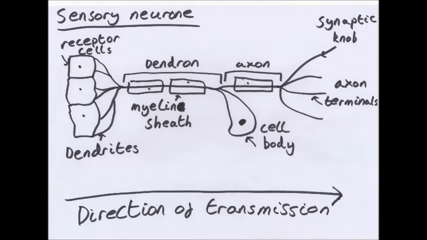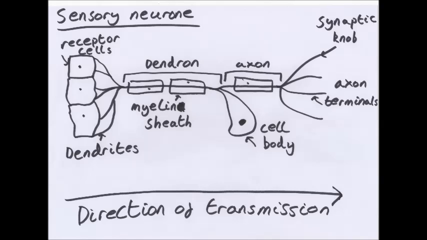Now here you can see a number of features of a sensory neuron which you need to know. First you have a receptor cell. This is what picks it up. Then dendrites connect to a dendron. Dendron is what carries the electrical energy along a sensory neuron. Then you get to the cell body and an axon. Now the axon is always a lot shorter on a sensory neuron than the dendron.